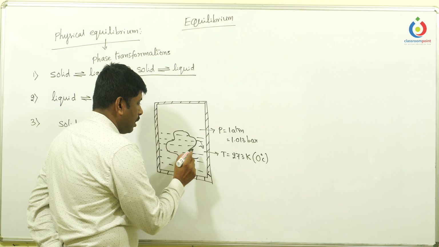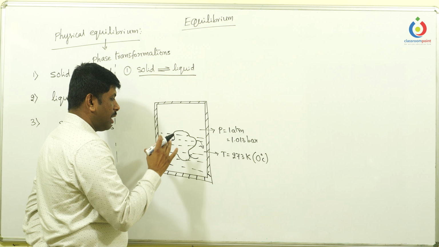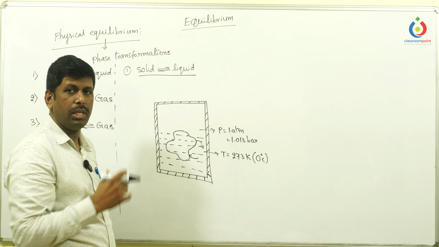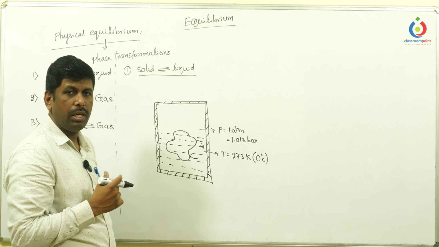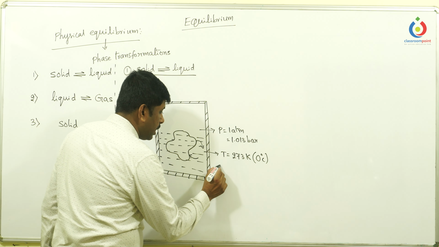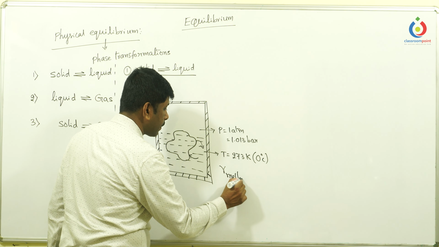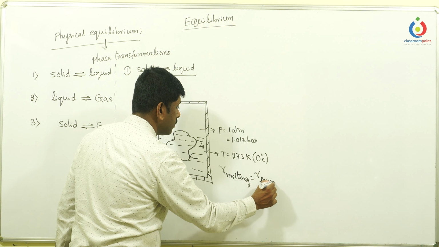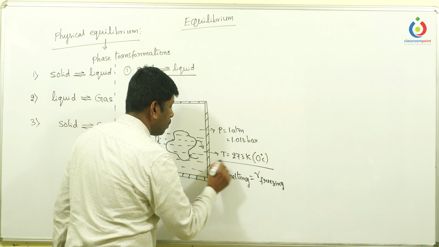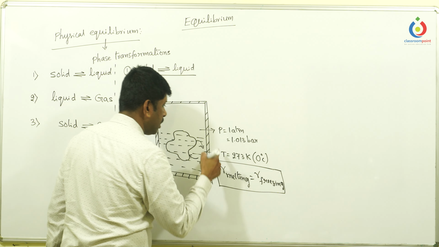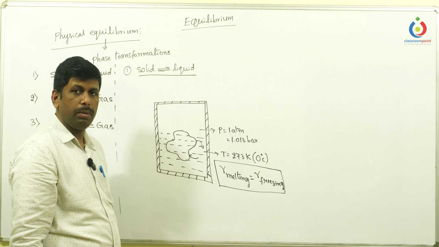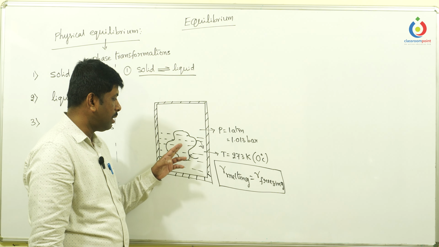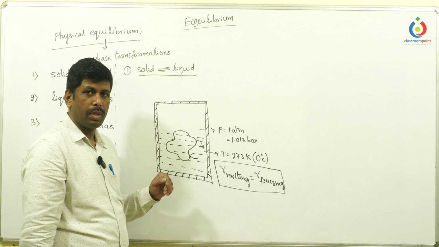But here, after a certain time also, you can observe that there is no change in the mass of the ice. At the same time, there is no change in the volume or mass of the water. That means the rate of melting becomes equal to the rate of freezing. How could this happen? Why? Because we did not allow change of the temperature as well as the pressure here. Automatically, an equilibrium state is attained between the ice and the water.